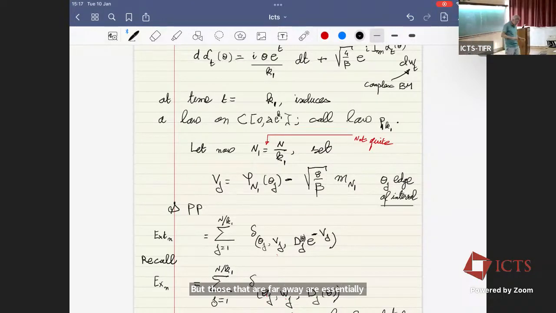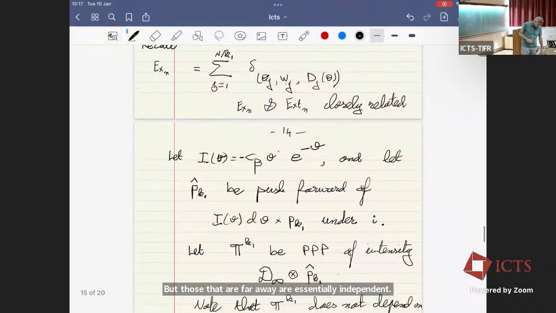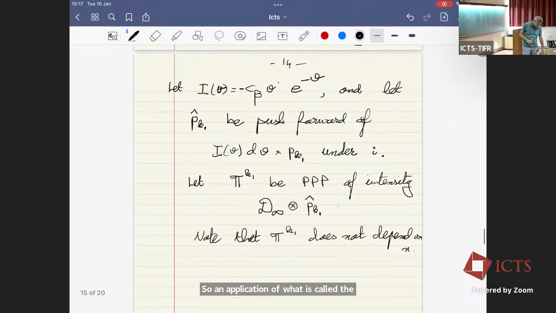So an application of what is called the two-moment suffice in the theory of Chen-Stein Poisson approximation, so the Stein method for the Poisson approximation, gives you that what you obtain is a certain Poisson point process, which is then modulated by what happened before.